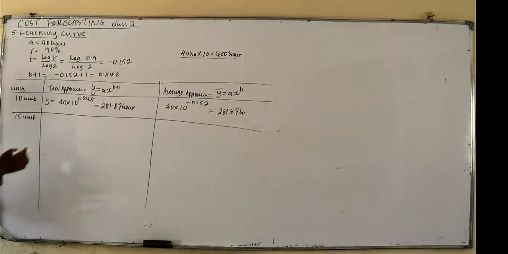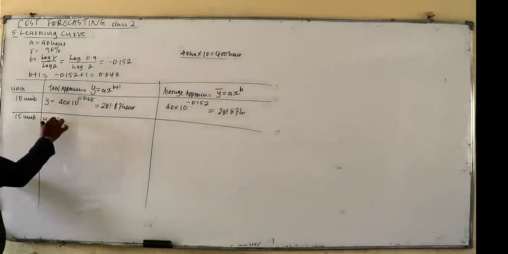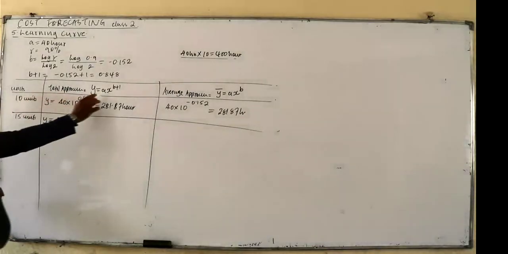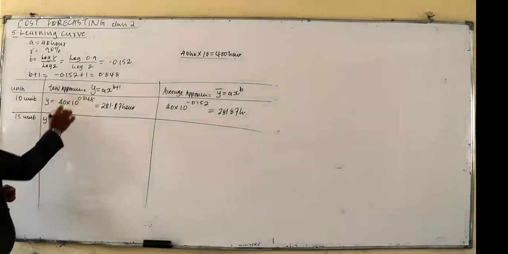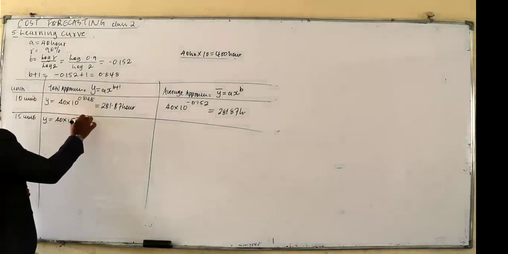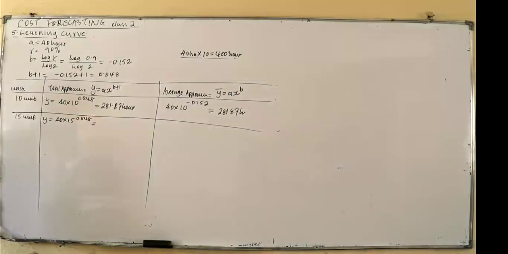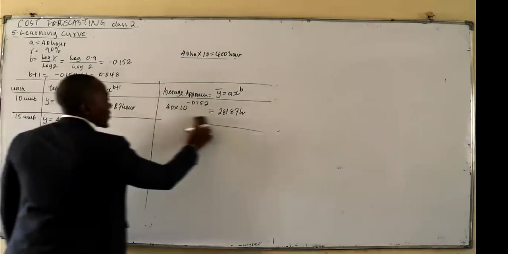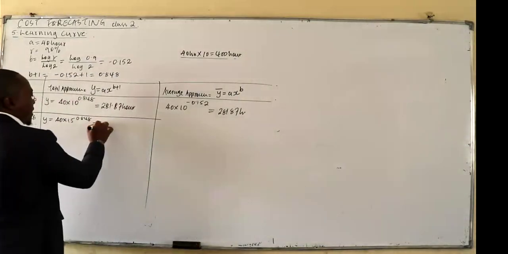To make 15 units, y is equal to a, which is 40, x is 15 units, raised to power b plus 1, 0.848. Give me that. You get 390?